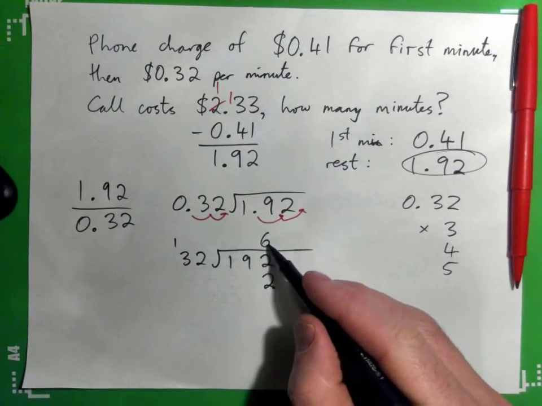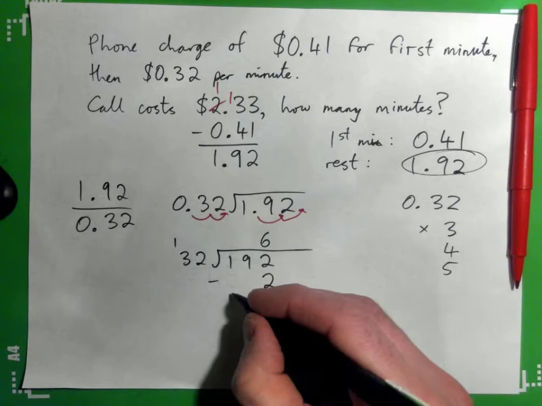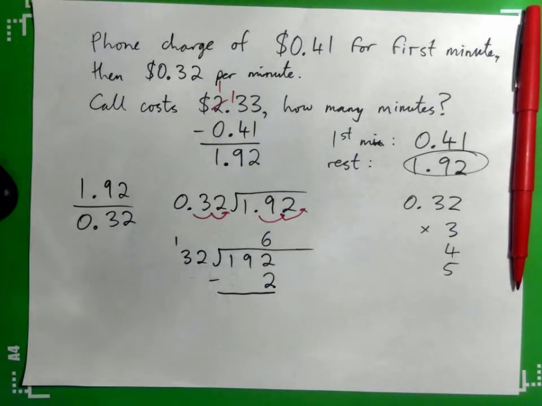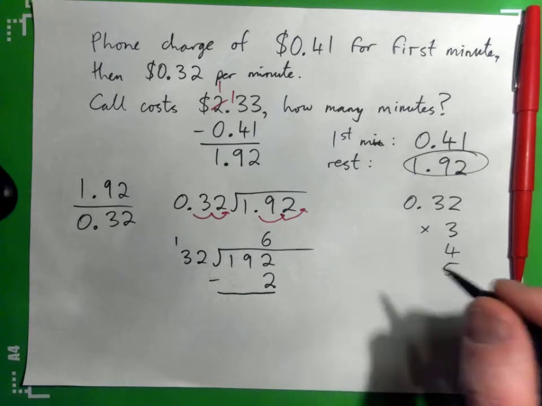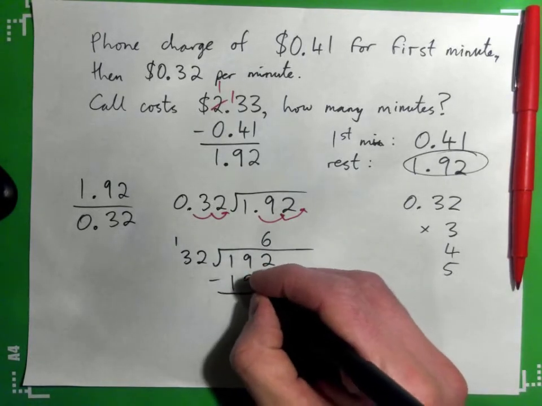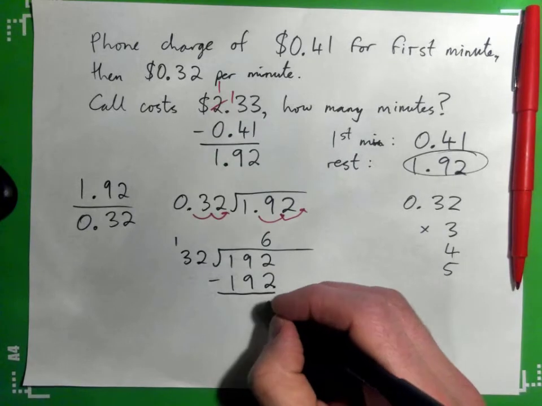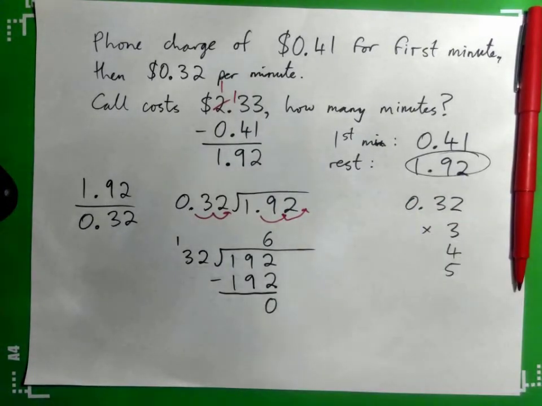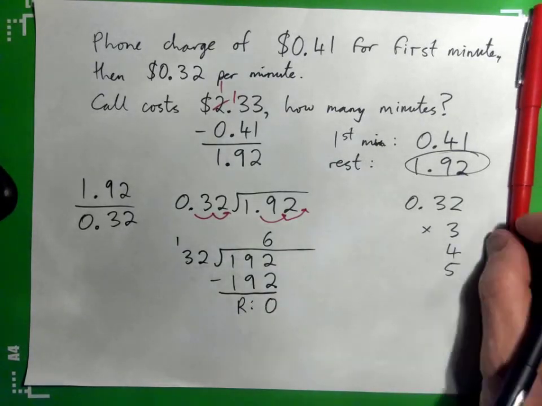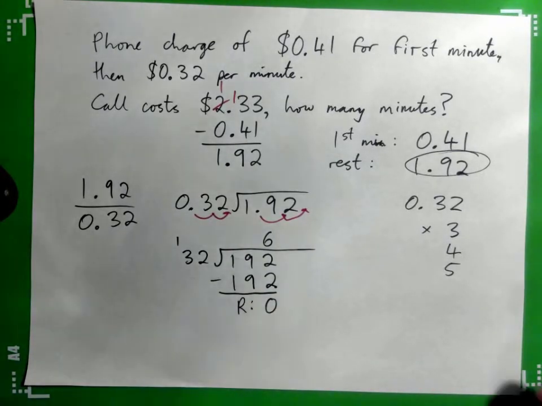You go this number times this number, you write it here and then you subtract. That's how you do long division, isn't it? Sure. Yeah, no problem. Sounds good. But when we get that, we get remainder 0, right? Right.